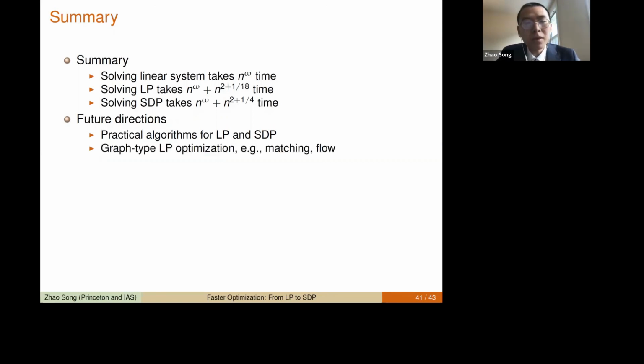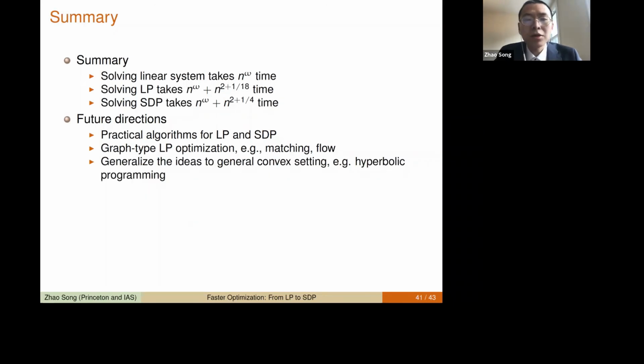Also, there is some other recent work using similar ideas. They give results for graph problems from LP optimization. They can solve matching and flow in m plus n to the 1.5, where m is the number of edges and n is the number of vertices. It is also very interesting if you can generalize this idea to some other convex settings. For example, after I solved SDP, I checked some literature. There is another kind of programming called hyperbolic programming. There is a conjecture about whether these two programs are similar or equivalent in some sense.